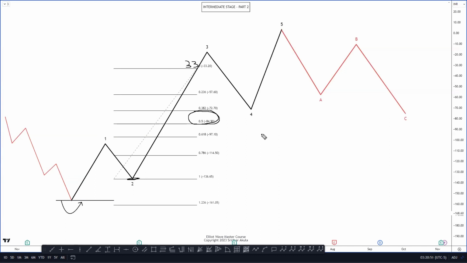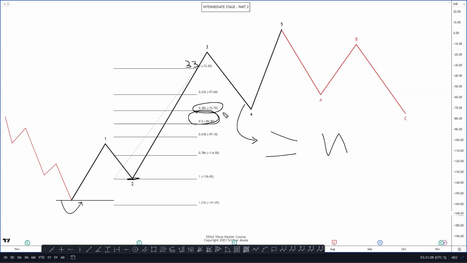Now, one question I usually get is, sir, if wave 4 is in the form of a triangle or flat correction, what do we do? In that case, sometimes the price of wave 4 will not reach your 38%.